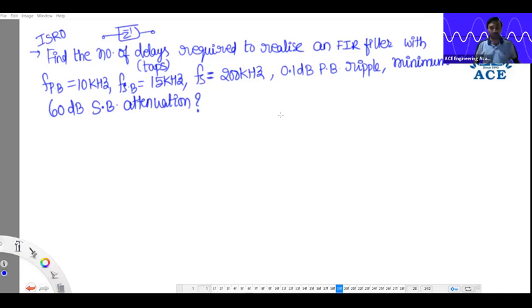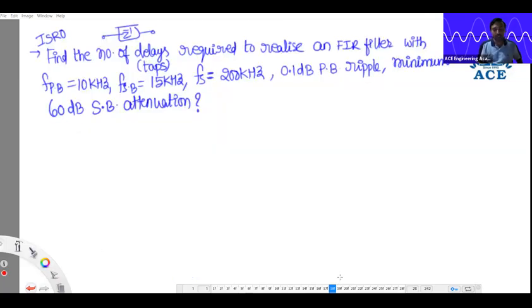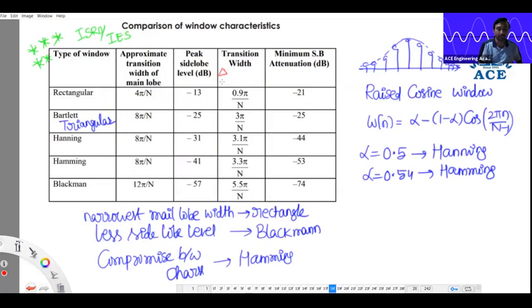Without mentioning the window name, this data is given. He has not mentioned the window name. Observe the snapshot you have taken from our previous slide, you will get the idea. Which window to be used? Number of delays means order. Order depends on transition width. Transition width meaning is, the passband to stop band gap is called which width? Transition width. Passband to stop band.